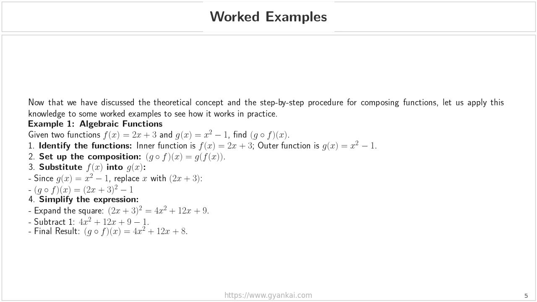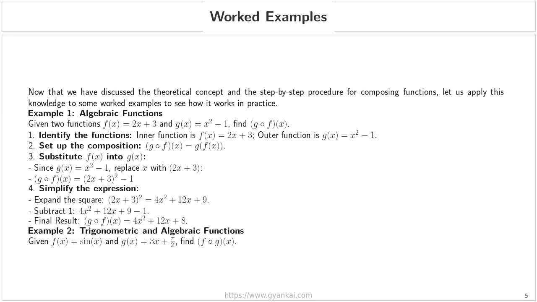Finally, in step 4, we simplify the expression. First, we expand the square of the binomial. 2x plus 3 squared becomes 4x squared plus 12x plus 9. Then, we subtract 1 from that result. This leaves us with our final answer. The composition of g and f of x equals 4x squared plus 12x plus 8.